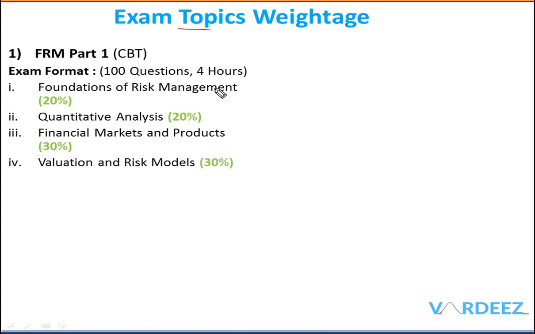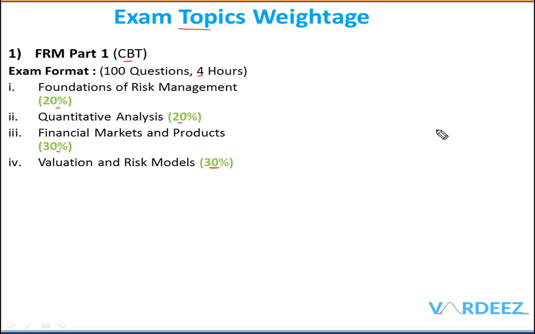So here we have the exam topic weightage. FRM Part 1 is going to be a CBT, that is computer based testing. The exam format would be the same, that is 100 questions and 4 hours to complete FRM Part 1. There is no negative marking, and we have 4 subjects or books in FRM Part 1. The first one is Foundations of Risk Management, with 20% weightage. Quantitative analysis again has 20% weightage. Financial markets and products has 30%, and valuation and risk models has 30%.